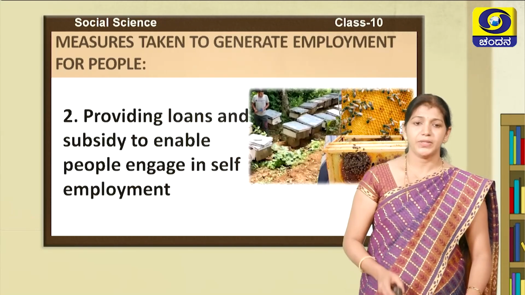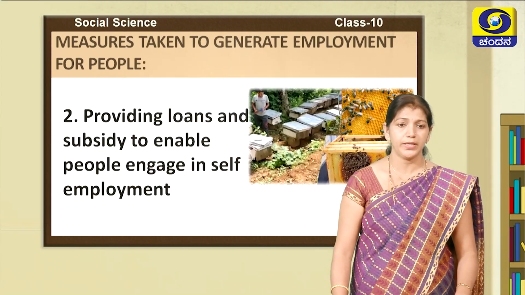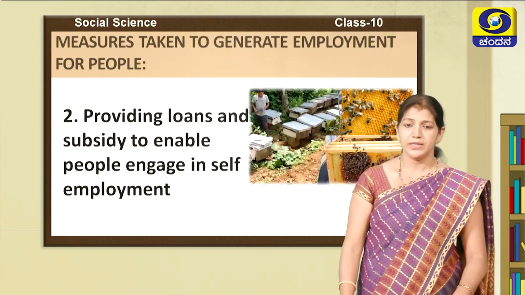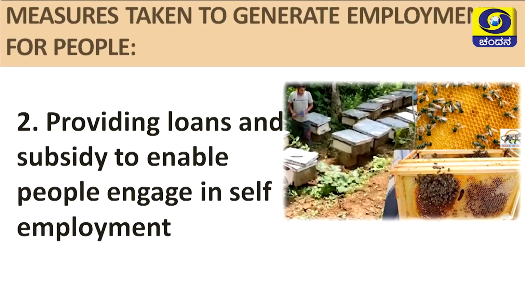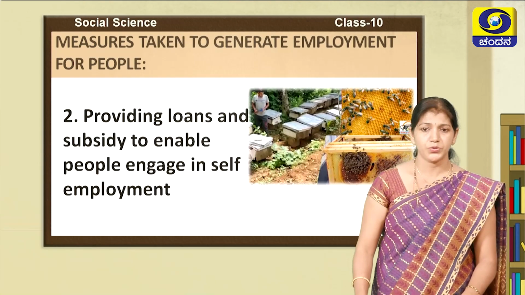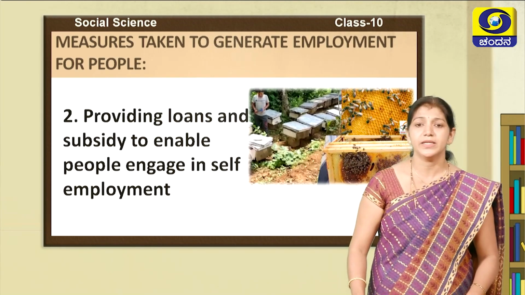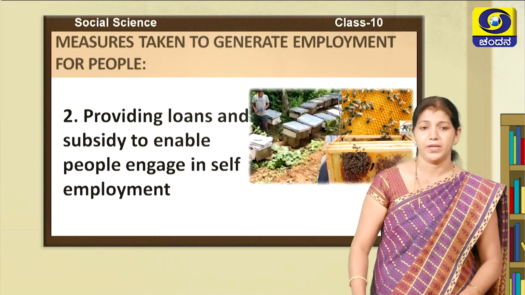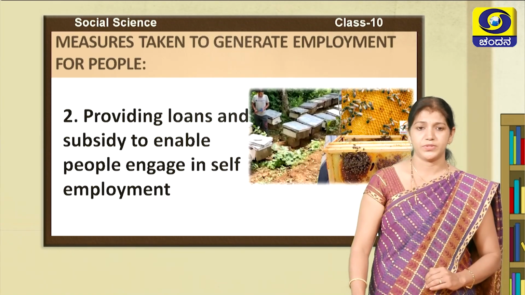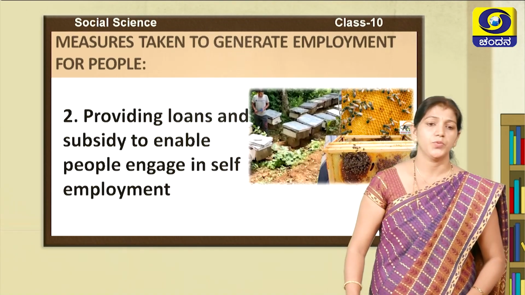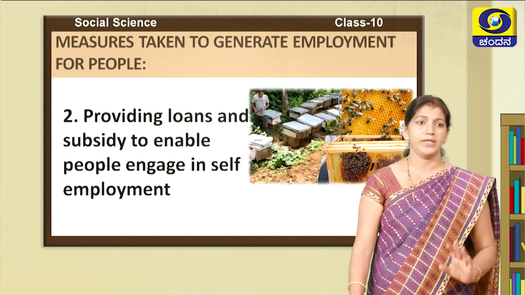The second measure of the government is providing loans and subsidies to enable people to engage in self-employment. Students, see this picture: beekeeping, sericulture, poultry, fishing, different types of self-employment. The government is providing some loans and subsidies to start their own employment opportunities. It avoids the unemployment problems of our country, and it also encourages employment opportunities for people. It reduces the unemployment problems. So providing loans and subsidies is also one of the important measures to avoid unemployment.